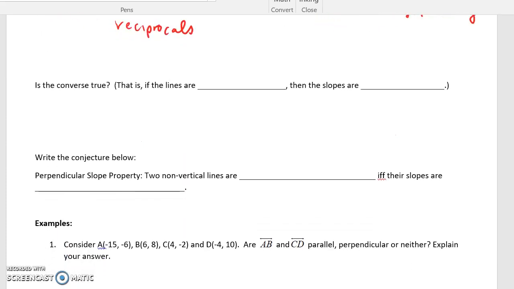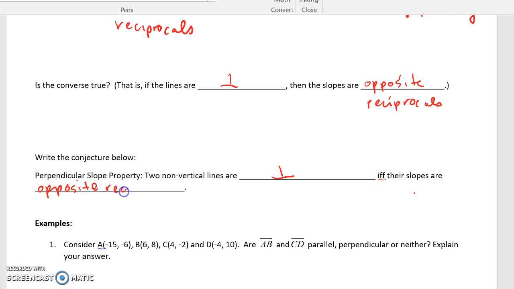Is the converse true? So again, this time, if the lines are perpendicular, then the slopes are opposite reciprocals. Reciprocals is the phrase that we're looking for. And again, thinking about this for a little bit, it is true. So the conjecture is two non-vertical lines. The reason why this doesn't work with vertical lines, I'll tell you in a second. So two non-vertical lines are perpendicular if and only if their slopes are opposite reciprocals.